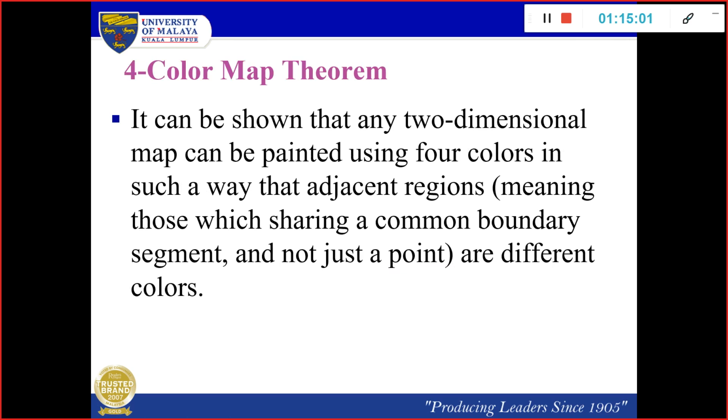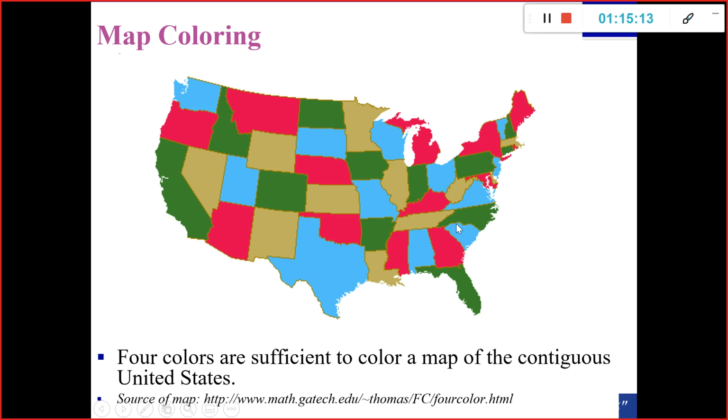It can be shown that any two-dimensional map can be painted using four colors in such a way that adjacent regions, meaning those sharing a common boundary segment, not just a point, have different colors. You can see this is a map coloring of the 50 or so states of the United States. They use four colors: blue, red, green, and a yellowish brown color.